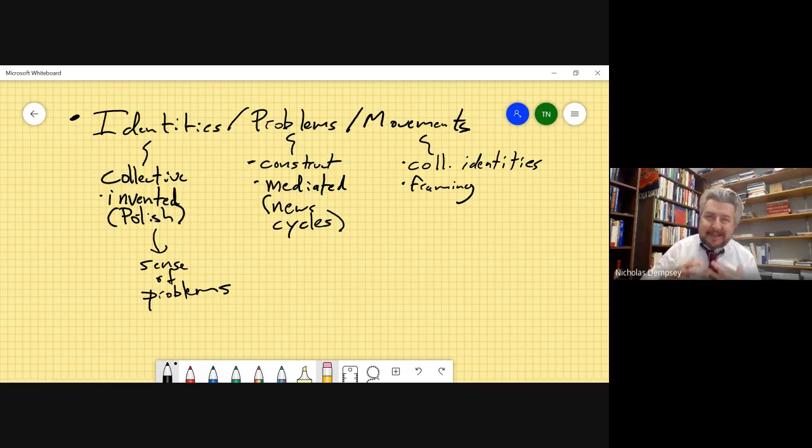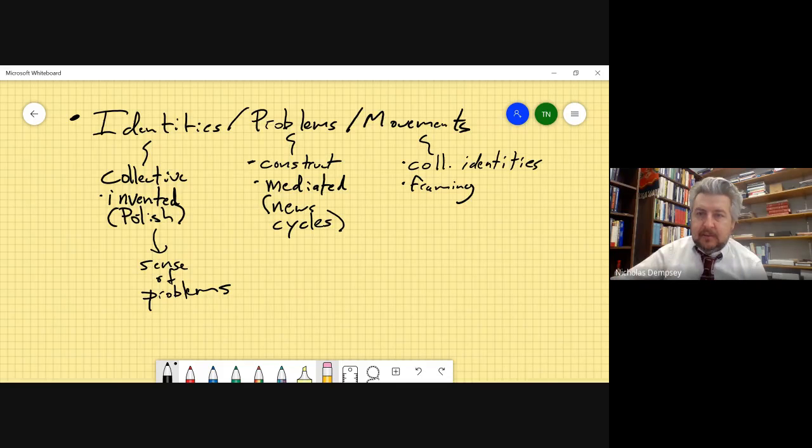And once people get that sense of sharing an identity, then they potentially recognize that they could act in concert to solve some of their problems, right?